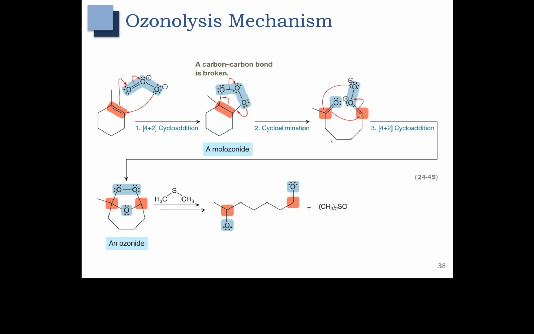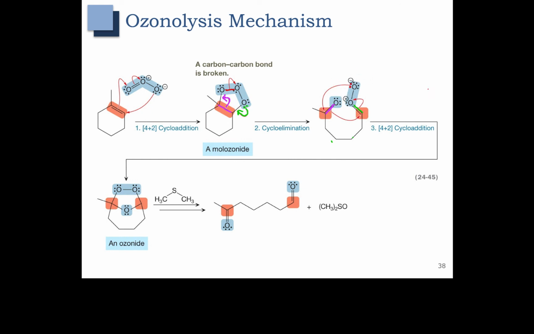The molozonide then undergoes a cycloelimination reaction to form the next intermediate. This starts with the green pair of electrons on the oxygen coming down to form the oxygen-carbon double bond, shown here in green. Then I'll draw in pink the carbon-carbon bond coming over to form a carbon-oxygen double bond in pink, shown here. Then the oxygen-oxygen bond breaks, and those electrons form the red lone pair, shown here.